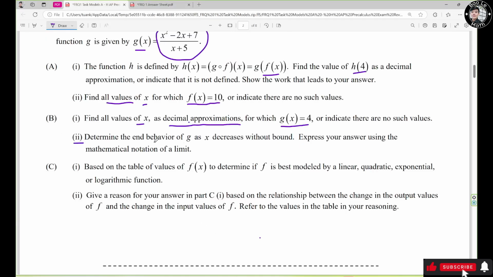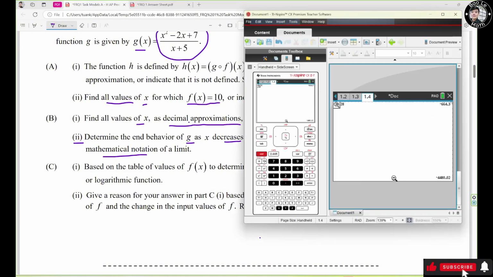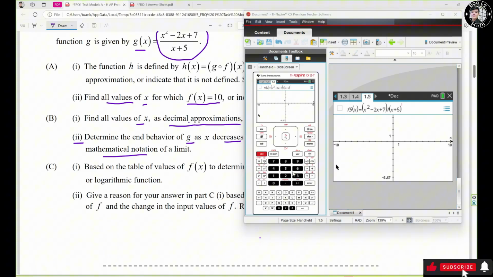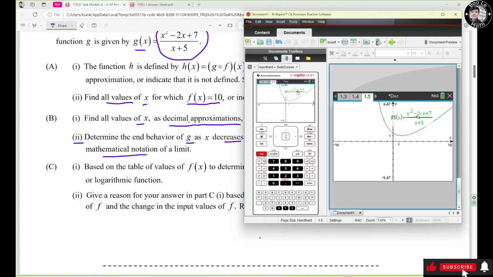B2. Determine the end behavior of function g as s decreases without bound. Express the answer using the mathematical notation of a limit. So we're going to bring up the calculator. We hit Control I, add graph right here, and we just input the function g of s. Then you hit enter. This branch is above the x-axis. Remember, we have the vertical asymptote when s equals negative 5, and then you have a slant asymptote right here. You have another branch on the bottom right here.